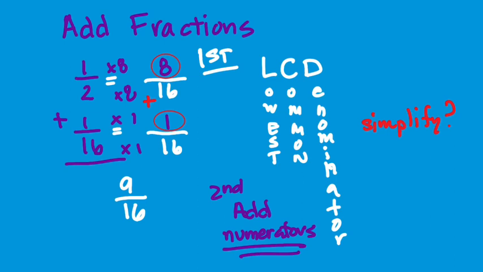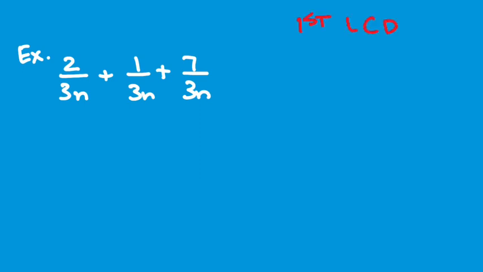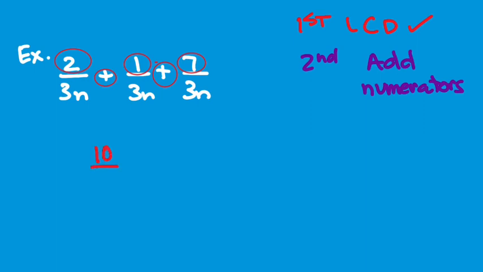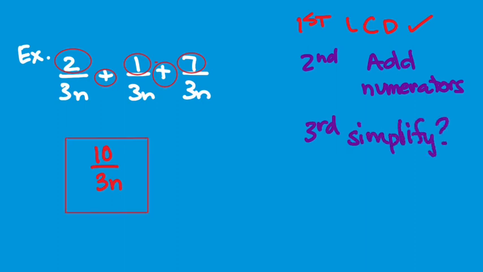Let's move on to high school fractions that have lots of fun letters in them. If I have 2 over 3n, 1 over 3n, and 7 over 3n, they already have a lowest common denominator of 3n. The first half of your practice already has the lowest common denominator taken care of for you. Now we either add or subtract our numerators: 2 plus 1 plus 7 is 10. So 10 over 3n, and this cannot be simplified, so we're done, and we box our answer.